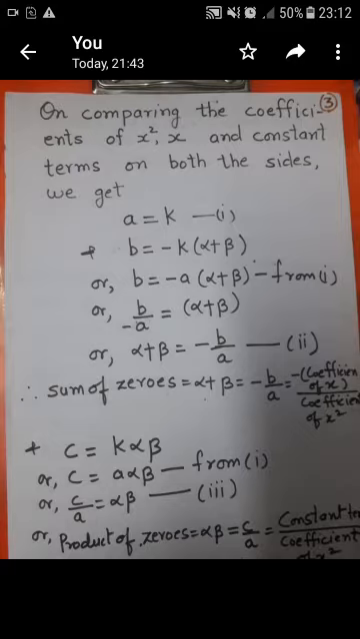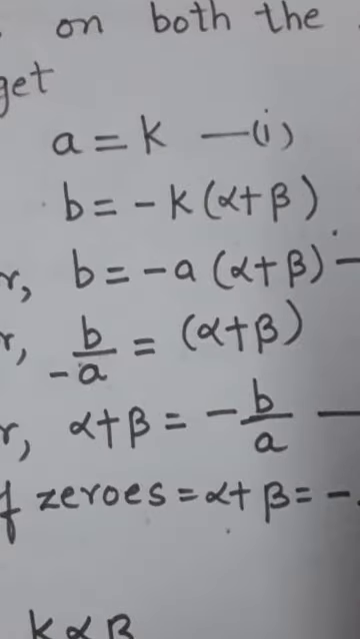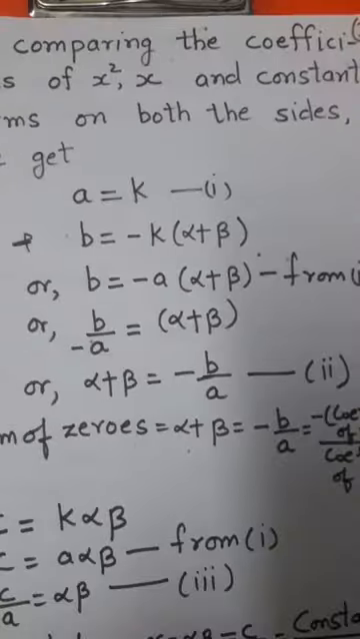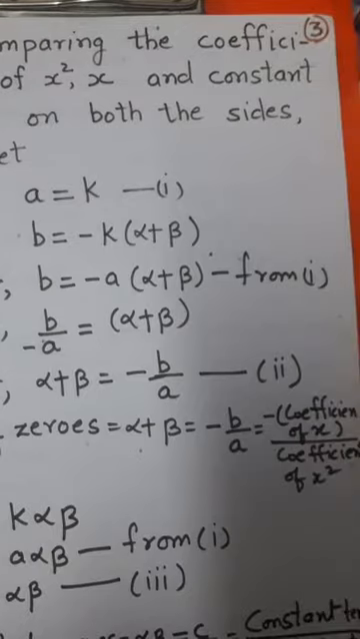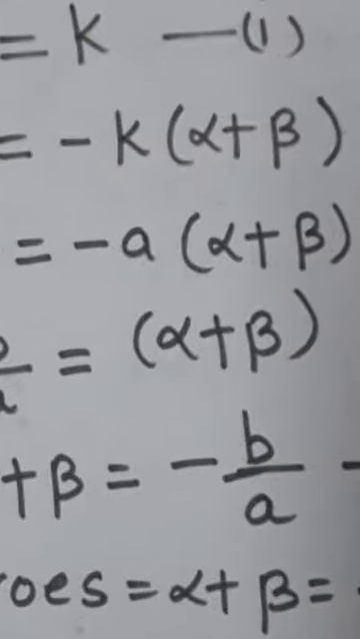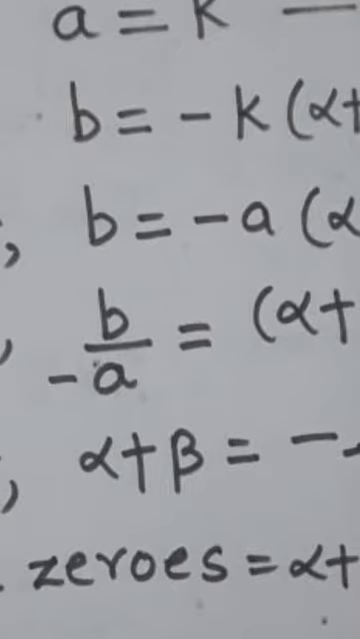Now see here, what we have done is, say this equation as first, here we have got the value of k as a. This value of k as a, we have put in this equation. In place of k, we have written a from first. See, this value of k is equal to a, we are getting it from first. And now this a is getting multiplied by alpha plus beta within bracket. So we take this a to the other side and it will divide b. B divided by minus a, and here only alpha plus beta remains. Alpha plus beta means sum of the zeros. Alpha plus beta, sum of the zeros, is equal to b upon minus a.